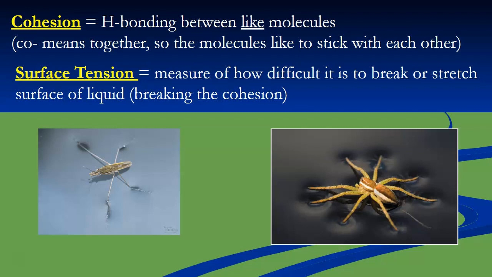And then as a result of surface tension, different animals and insects are able to take advantage. So these water striders, and for example, the spider, appear to be able to walk on water because they can distribute their weight enough so that they are below that surface tension threshold. So they can walk on it without actually breaking through the cohesive forces.